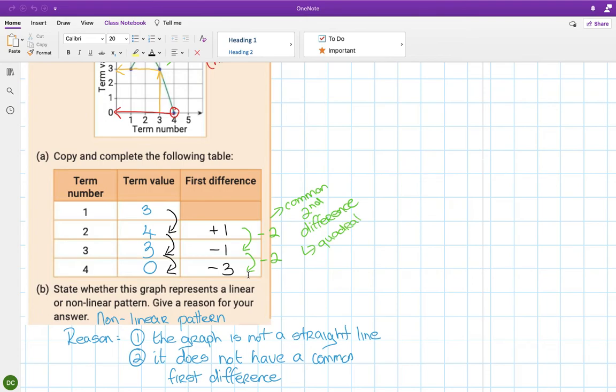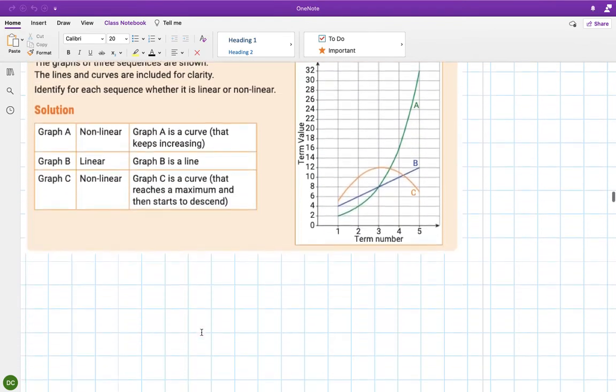So that's essentially what we're doing. We're looking at patterns that are not linear anymore. And how do you know that it's not linear? You will either know because when you look at the graph, it won't be a straight line, or when you do the first difference, it won't be common. It won't be the same each time.